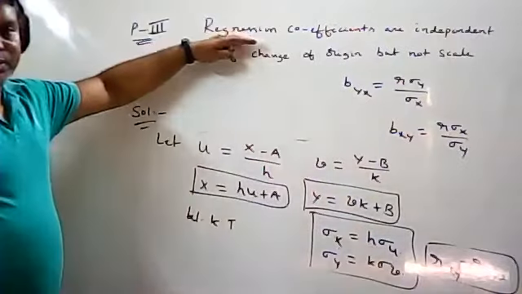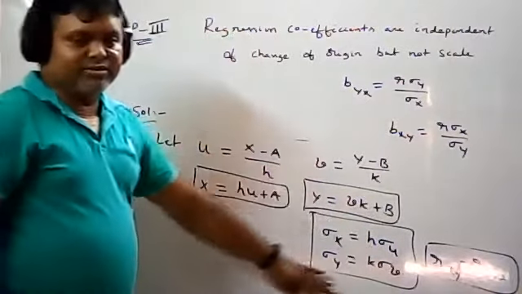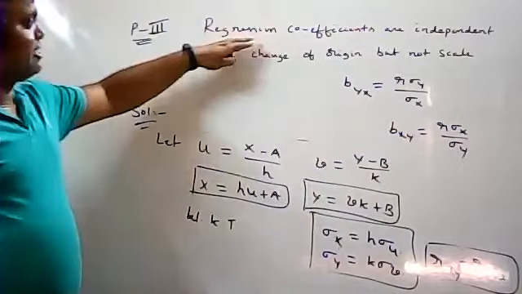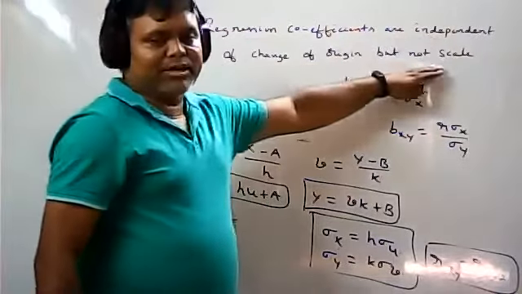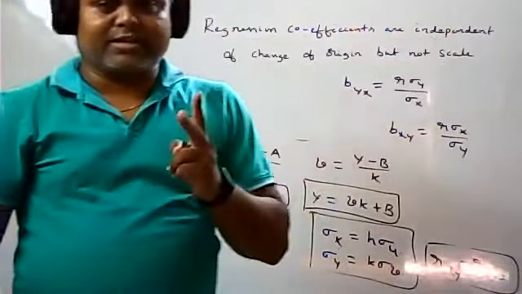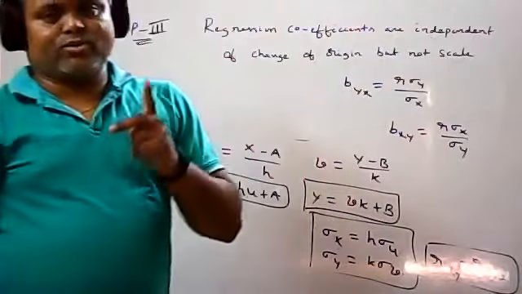Now I will come to this property because I want to use these values. What is the property? Regression coefficients are independent of change of origin, but not of scale. How many regression coefficients are there? 2. So first I will take the regression coefficient of y on x.